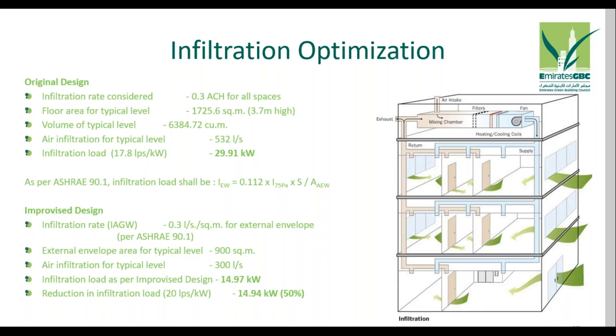infiltration rate applied, just because we have huge exposure of the facade. Being a glass facade building, infiltration rates could be on a higher side, so the rate of 0.3 air changes was applied. When we went through the details and analyzed the impact, the total volume and infiltration rate of 0.3 air changes for the particular floor resulted in about 532 liters per second of infiltrated air. Now, fresh air has heat recovery and energy recovery systems, but infiltration is a direct load in the space. So the load for the given floor was almost 30 kilowatt.